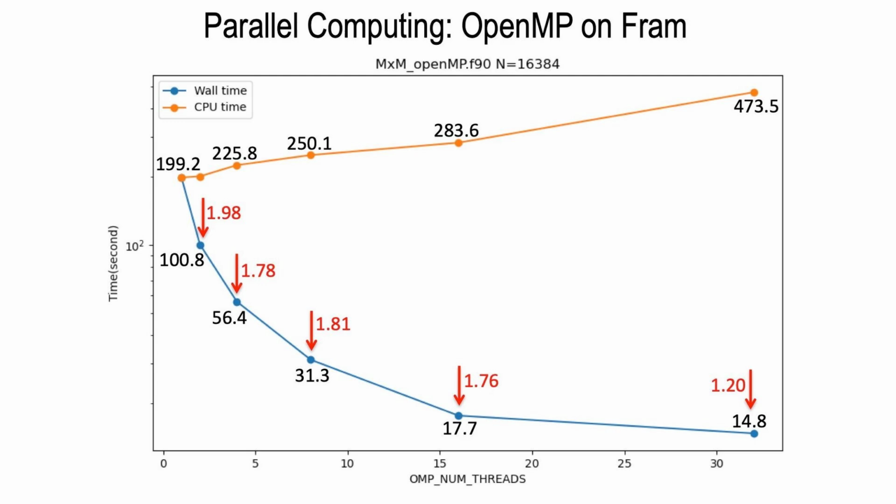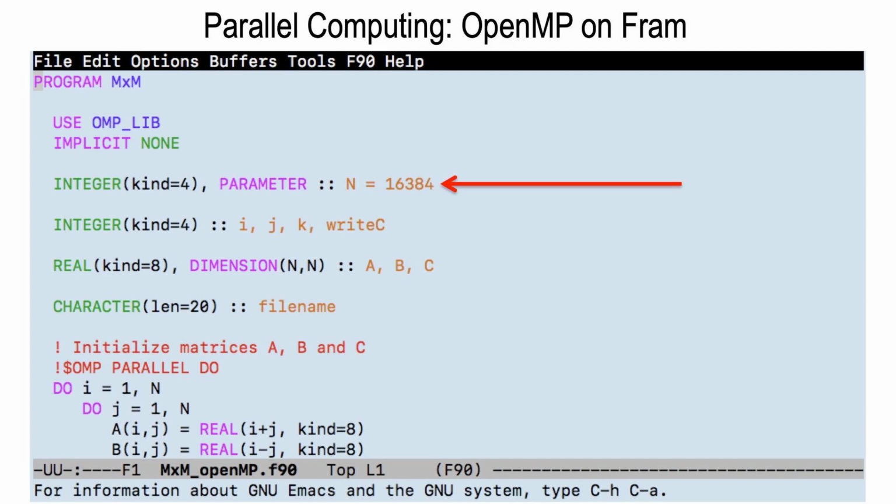Up to 16 threads, multi-threading shows promising performance. However, transitioning to 32 threads emphasizes that excessive threading can reduce overall parallel computing performance. Let's do one more test with n set to 16,384.